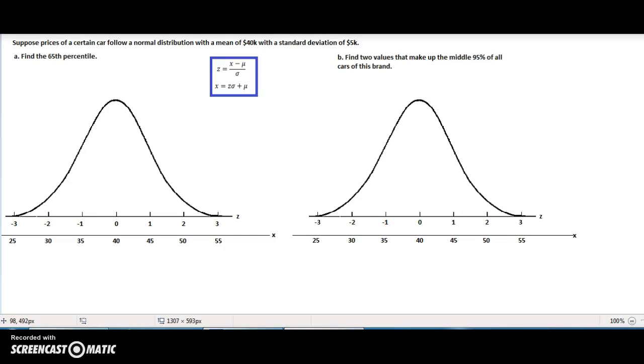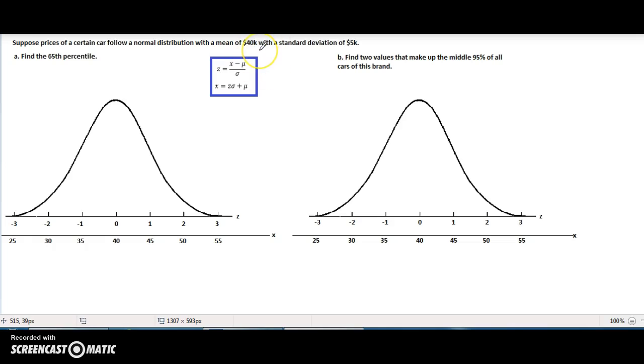Hi all, so now we are going to do the same example on inverse probabilities that are non-standard normal distributions. So we're working with the same example. Supposing a certain car's prices follow a normal distribution with a mean of 40,000 and a standard deviation of 5,000. So for the first part, we're looking to find the 65th percentile. If you recall what that means, it's the prices that are above 65% of all of the cars.